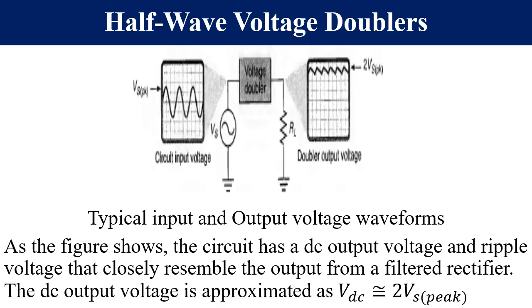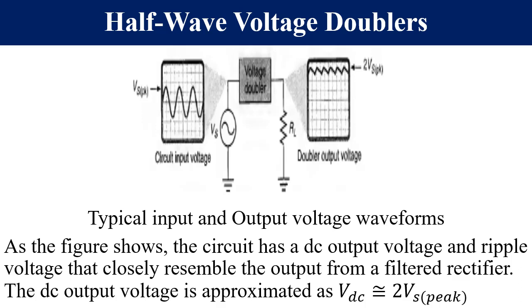and you can see that we have the circuit input voltage, which is sinusoidal in nature. It goes into the voltage doubler, and what we get out of the voltage doubler is DC voltage with very small ripples. Hence, we are saying the DC output voltage is approximately equal to 2 times the peak supply voltage. And I think you must have grasped where the 2 is coming from.